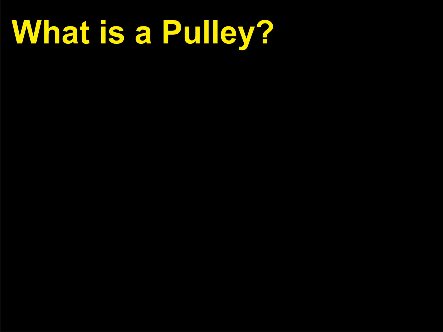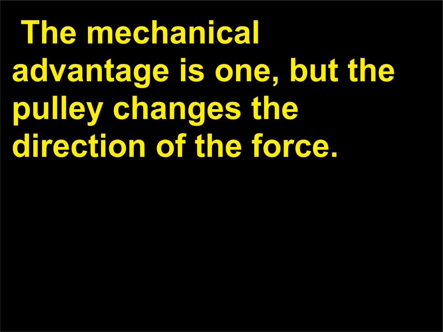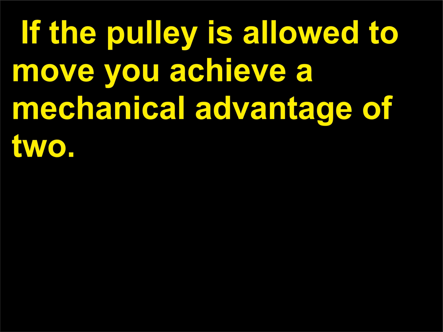What is a pulley? A simple machine. A fixed, or unmovable, single pulley can be considered a wheel and axle where both have the same radius. The mechanical advantage is 1, but the pulley changes the direction of the force. If the pulley is allowed to move, you achieve a mechanical advantage of 2.